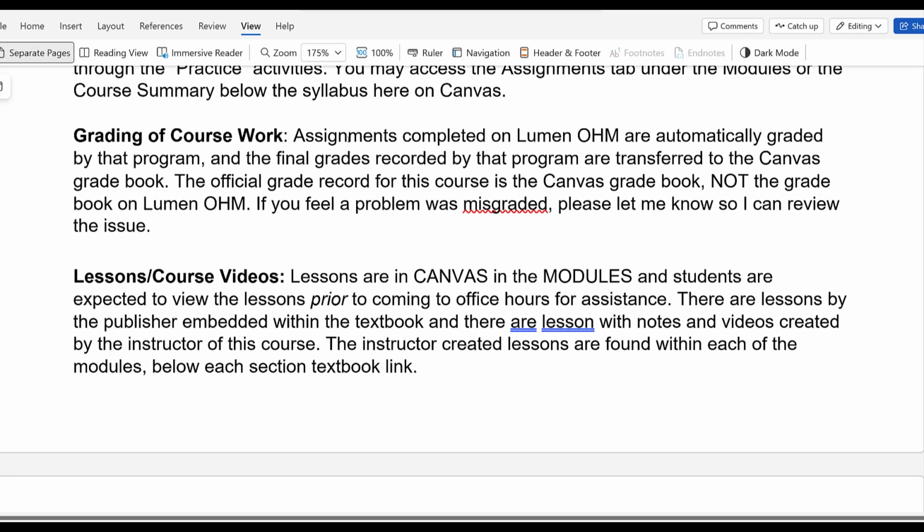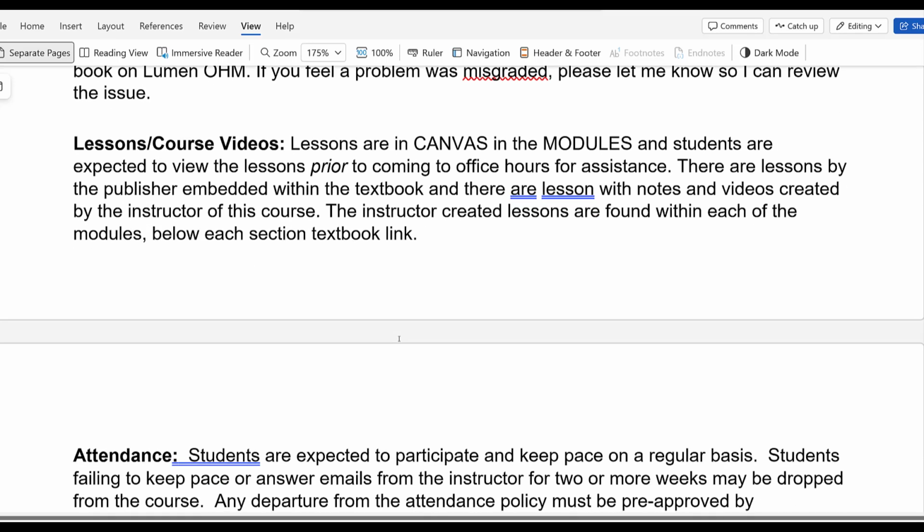Grading of coursework: assignments completed in Lumen OHM are automatically graded by that program, and the final grades are recorded by that program or transferred to the Canvas gradebook. The official grade record for the course is the Canvas gradebook, not the gradebook in Lumen, because I have the weighting of 60% for the quizzes and 40% for the homework. If you feel a problem was misgraded, please let me know so I can review the issue.